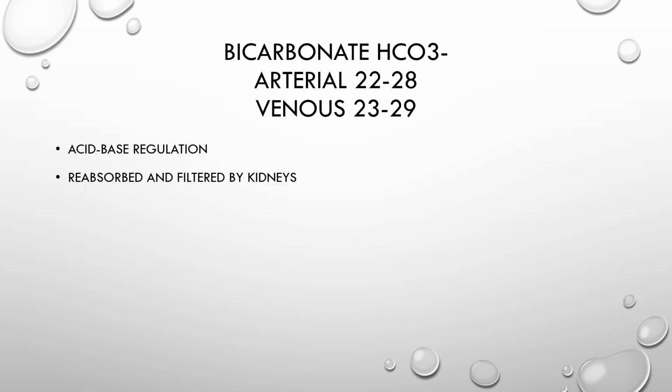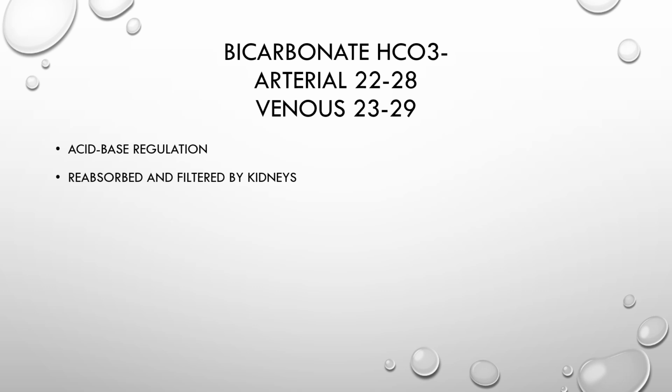So bicarb, we look at bicarb both arterial and venously. They're not too different. Arterial is going to be 22 to 26, our venous is going to be 23 to 29. Bicarb is a byproduct of metabolism. That's why it's a little higher on the venous side, because our venous is our byproducts of metabolism. It helps with our acid-base regulation. It's reabsorbed, filtered, kind of produced as well in the kidneys to be our pH buffer.